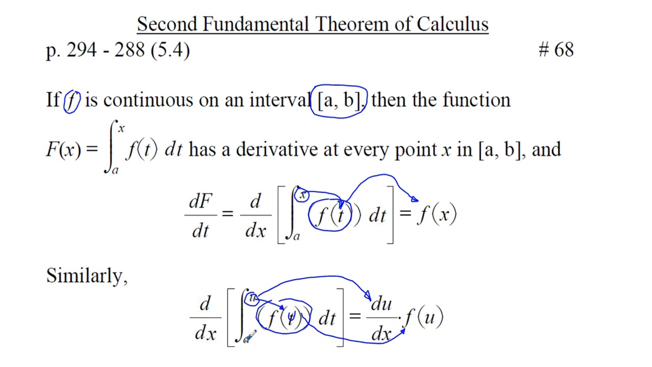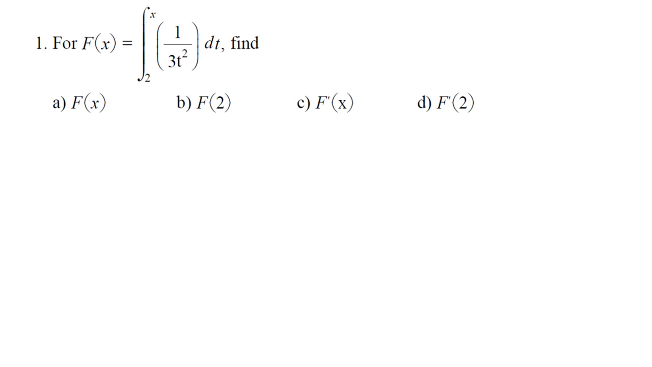Oh, before we do that, I do want to mention that this lower limit, a, does not figure in at all. So it's like you replace this t with this x, but this a, this constant at the bottom, the lower limit, is inconsequential in the second fundamental theorem of calculus. Let's go look at some situations here.